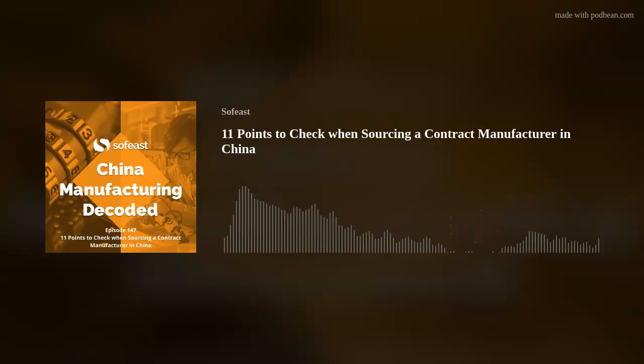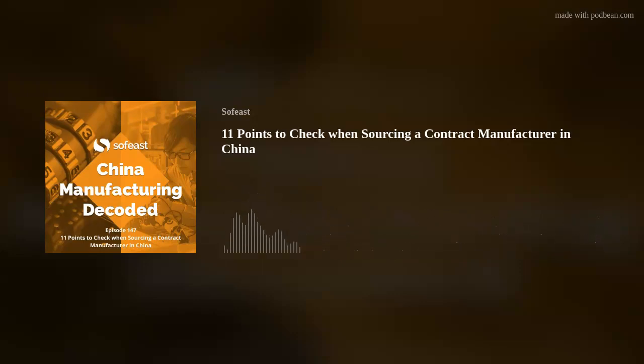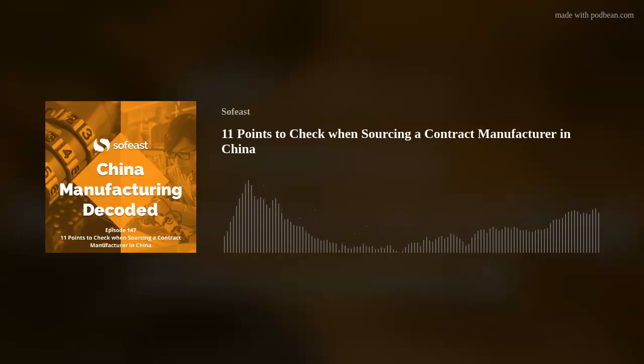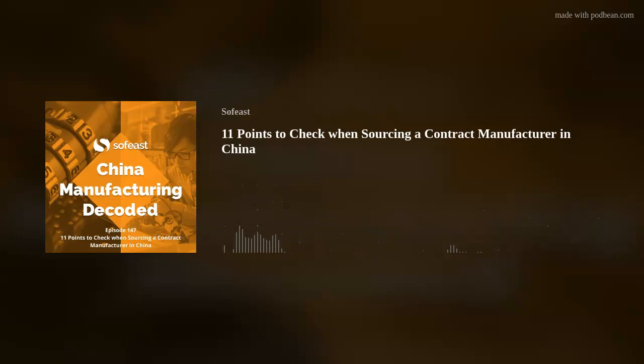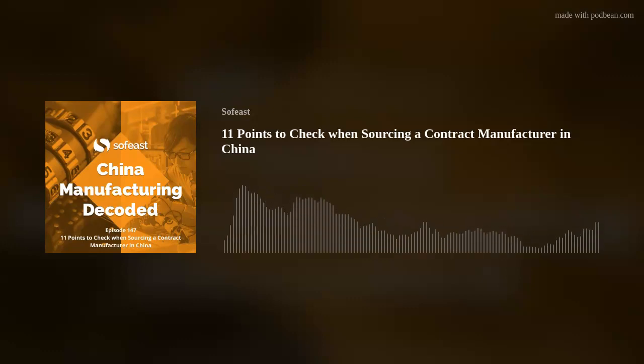Now, if you work with a contract manufacturer that can be trusted, you can let them handle more. Again, if they have someone in their team who's really good at organizing shipments, why not let them ship DDU or DDP, delivered duty unpaid or delivered duty paid, all the way, door to door? Why not?